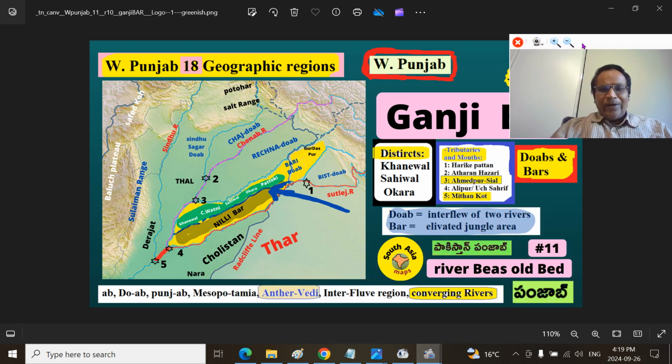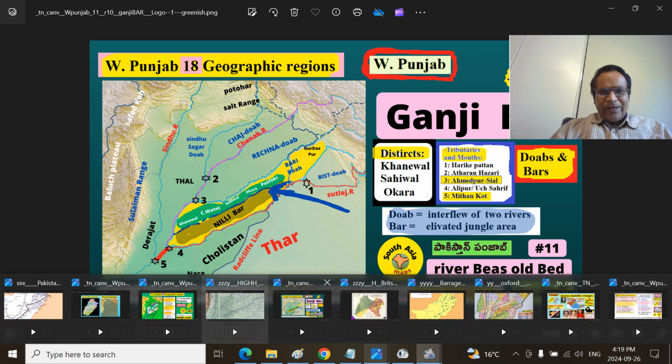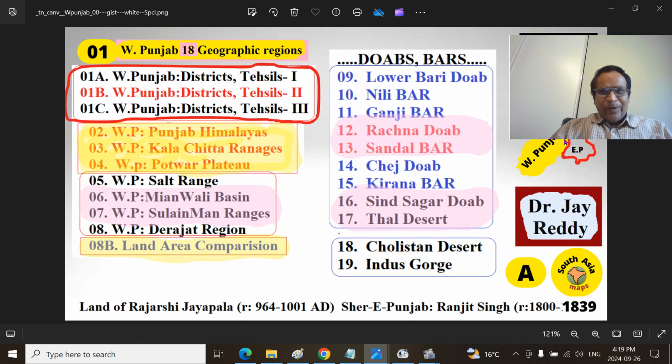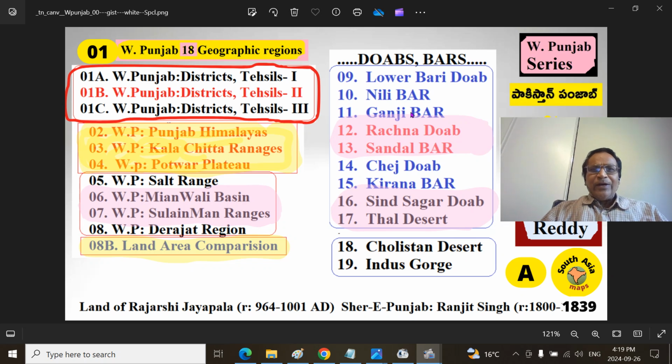And Mitronam, this is our West Punjab series. We are in part 11, the Ganji Bar, and previously we looked at the Nili Bar. Both these bars become part of the lower Bari Doab between the Bias River and the Ravi River.